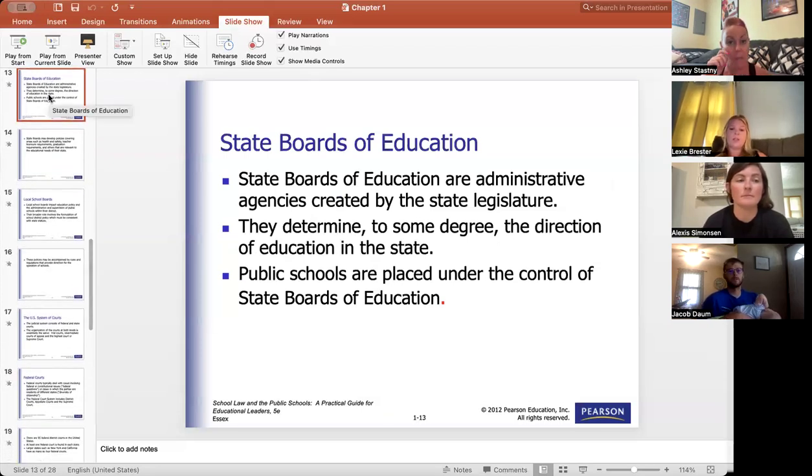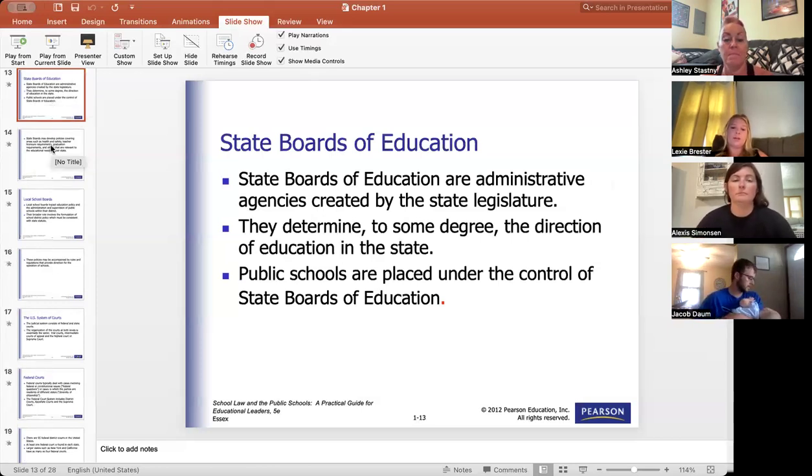State Board of Education. The State Board of Education are administrative agencies created by the state legislature. So they are separate. They're not the same. The state legislature and the State Board of Education are different individuals. They are the people who determine to some degree the direction of education in the state. Again, the legislature also has the ability to have a say in what education is like in the state. So both of these groups are working together, or hopefully they're working together. And then the public schools are placed under the control of the State Board of Education.